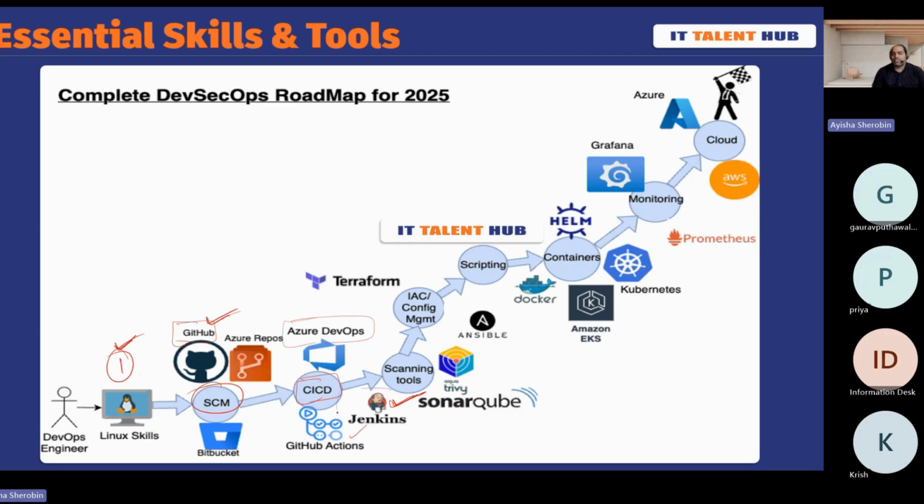Jenkins is very, very popular and most trending, and it is most widely asked in almost all the job descriptions. And scanning tools like Trivy and SonarQube are security tools which are going to scan and check for the vulnerabilities and all.